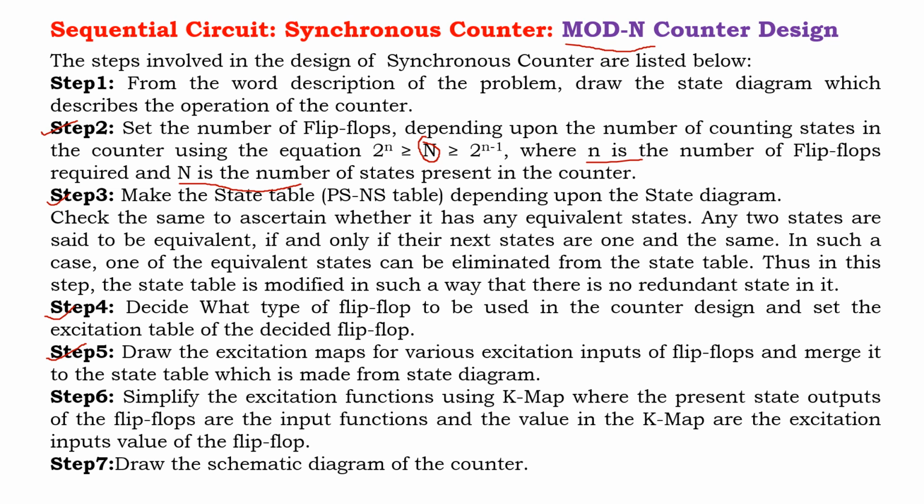Then step 6: simplify the excitation functions using the Karnaugh map, where the present state outputs of the flip-flops are the input functions and the values in the Karnaugh map are the excitation inputs of the flip-flop, which are defined in the mapped excitation and state table. And when you get the excitation expressions of the excitation inputs, then you will draw the schematic diagram of the counter.